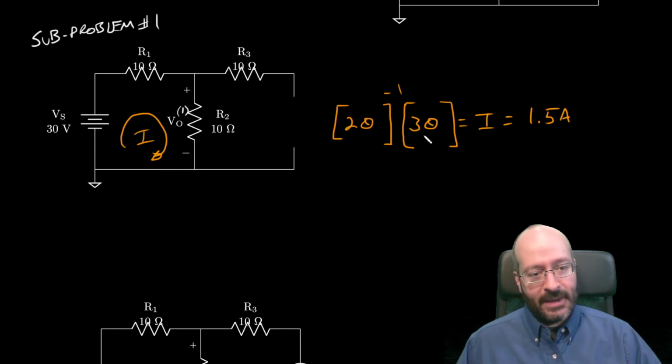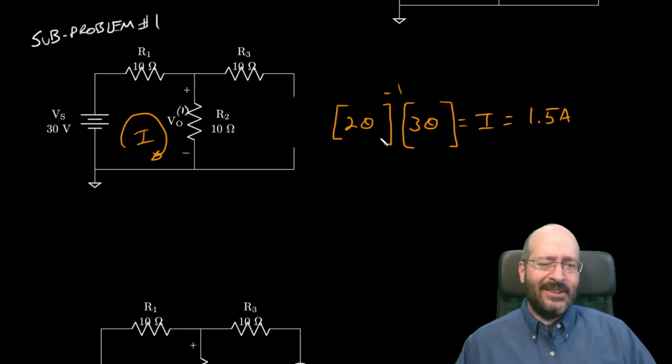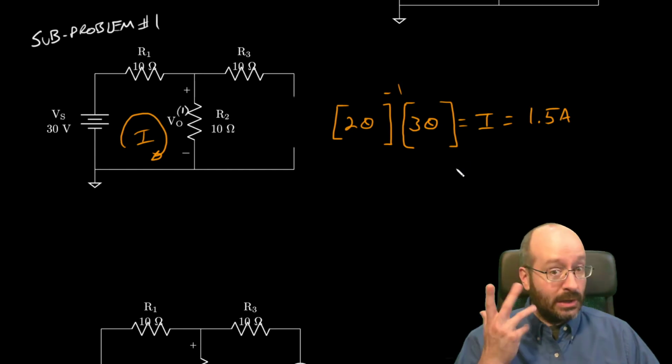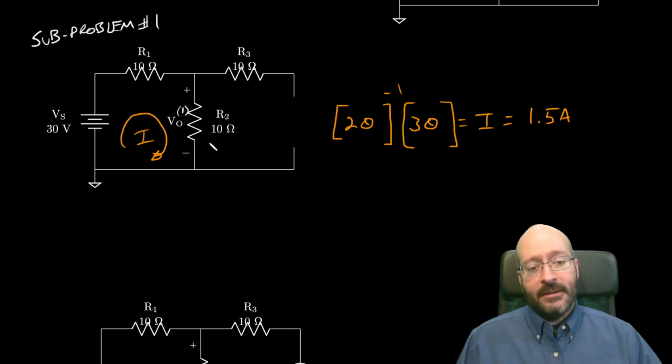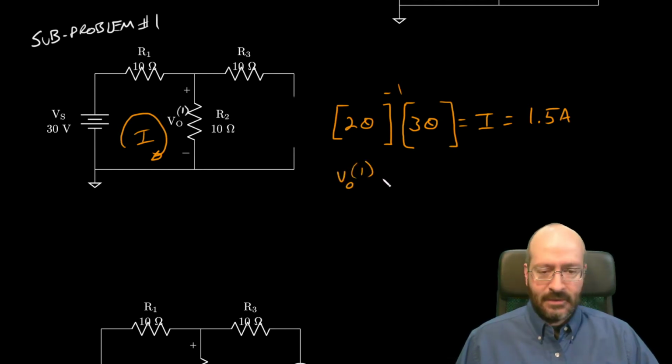I just did that one in my head. 30 over 20. And look at that. That's a voltage over a resistance, and it's equal to a current. So it works out nicely. It's really just Ohm's law we're doing there. To find V out, I went with orange here. I'm sticking with orange. I made some decisions.